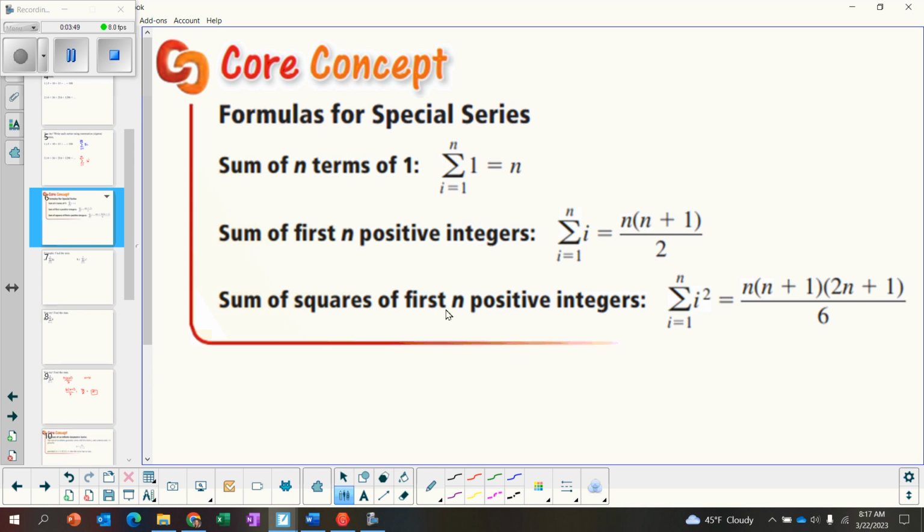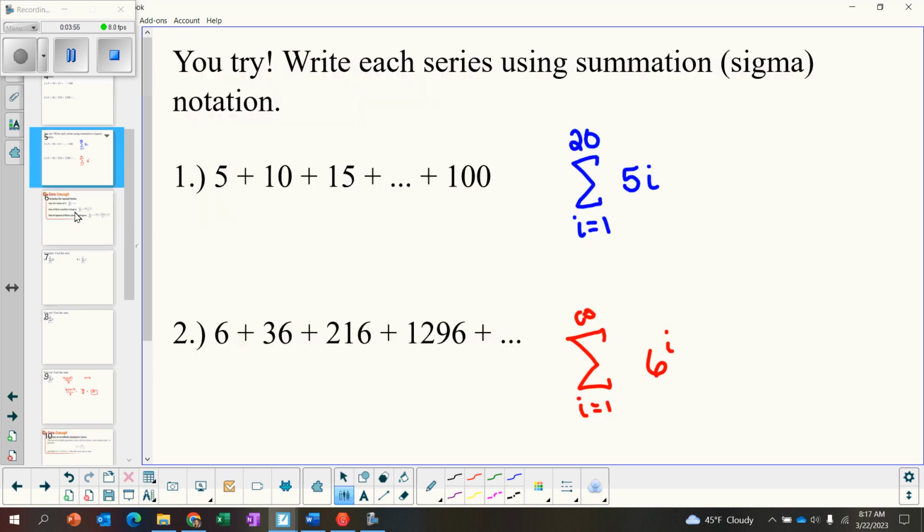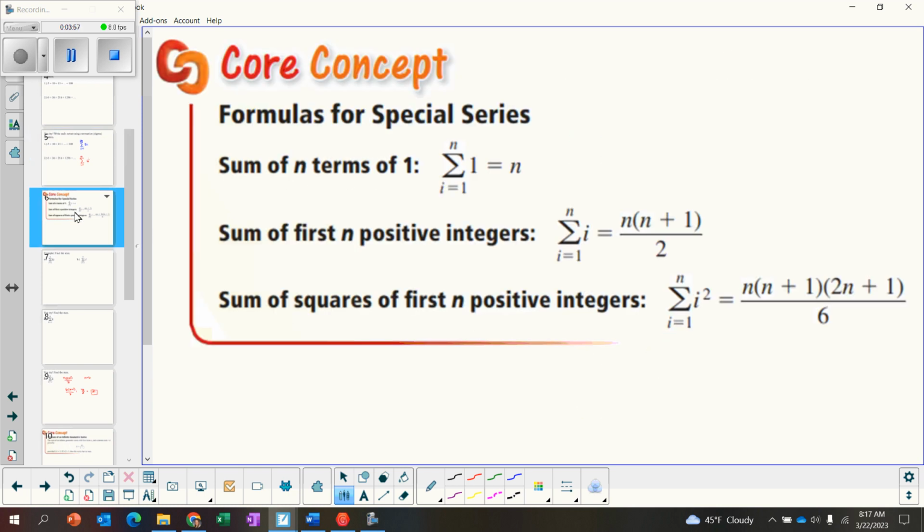Same thing for the sum of squares of the first n positive integers. If the rule is i to the second power, not like that last one with 6 to the i, but i to the second power, sorry, then if there was a number in front, we would take the sum and multiply it by that number. And our rule for this one is n times n plus 1 times 2n plus 1, over 6.